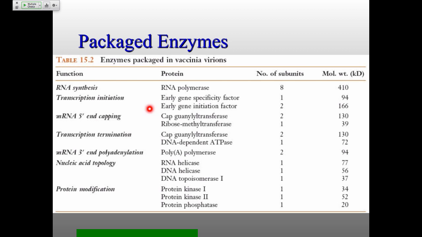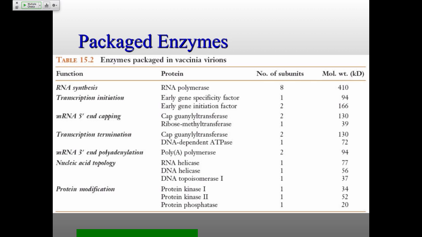RNA polymerase. This is a DNA-dependent RNA polymerase, a multi-subunit enzyme, not at all unlike the case for the cellular polymerases. There are transcription stimulation factors, early gene specificity factors, capping enzymes, termination enzymes, polyadenylation enzymes, and helicases, both RNA helicases and DNA helicases. All of these things are in the virion.